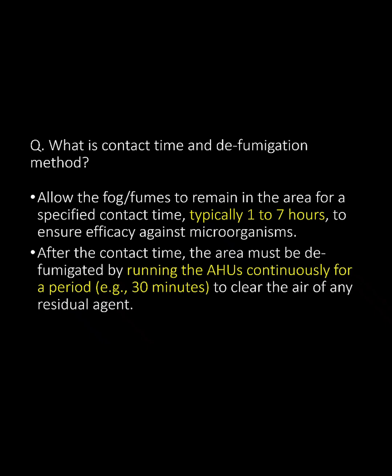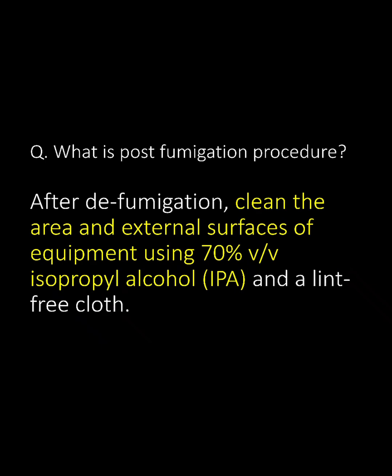What is contact time and defumigation method? Allow the fog or fumes to remain in the area for a specified contact time, typically 1 to 7 hours, to ensure efficacy against microorganisms. After the contact time, the area must be defumigated by running the AHUs continuously for a period, for example 30 minutes, to clear the air of any residual agent. What is the post-fumigation procedure? After defumigation, clean the area and external surfaces of equipment using 70% volume by volume isopropyl alcohol, that is IPA, and a lint-free cloth.